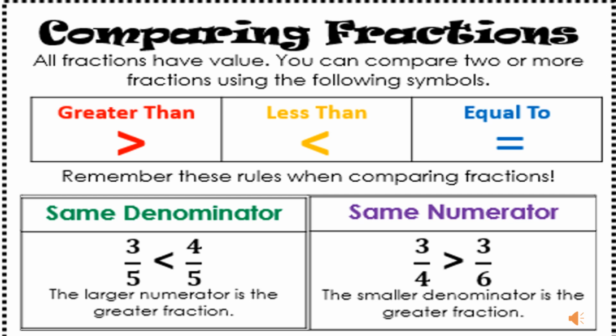Fractions are having different denominators but the same numerators. As numerators are same, the fraction with the smaller denominator is the greater fraction. So 3 by 4 is greater than 3 by 6.